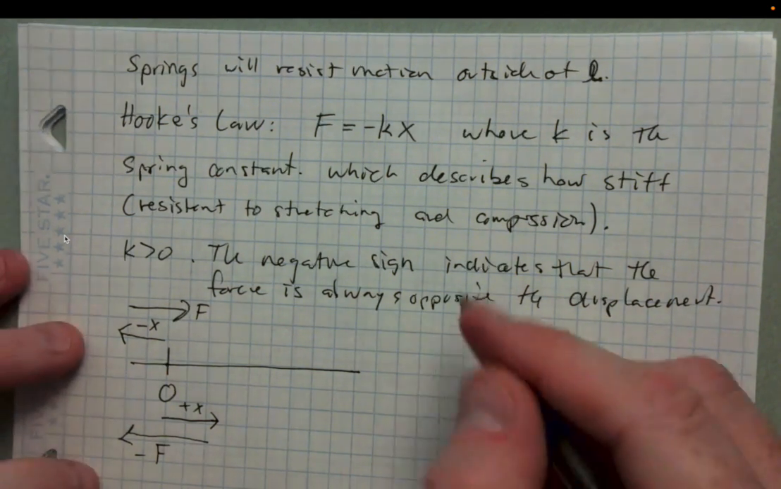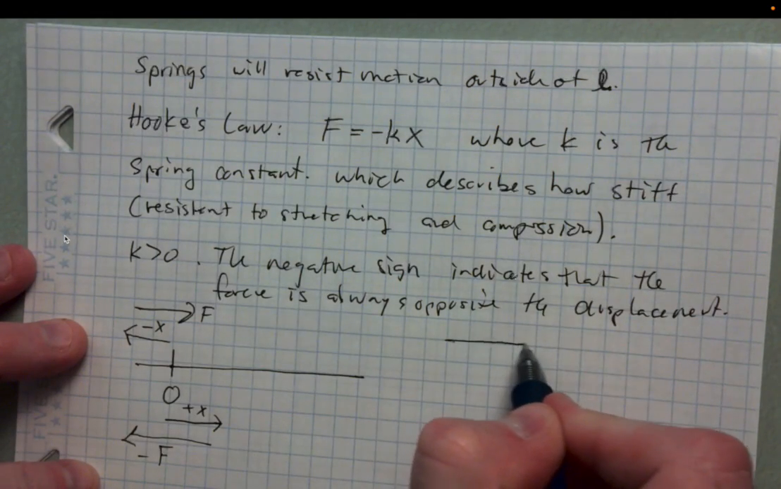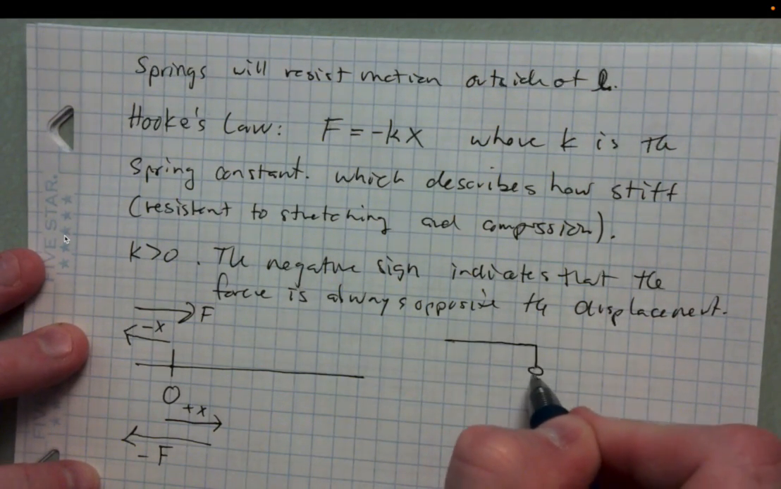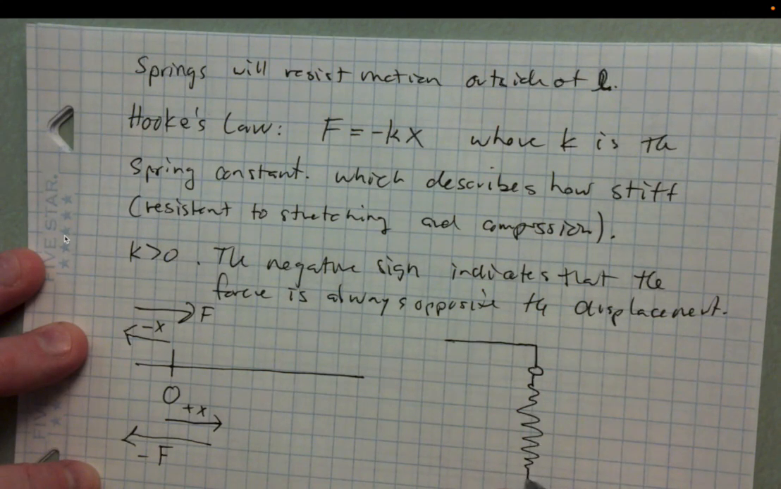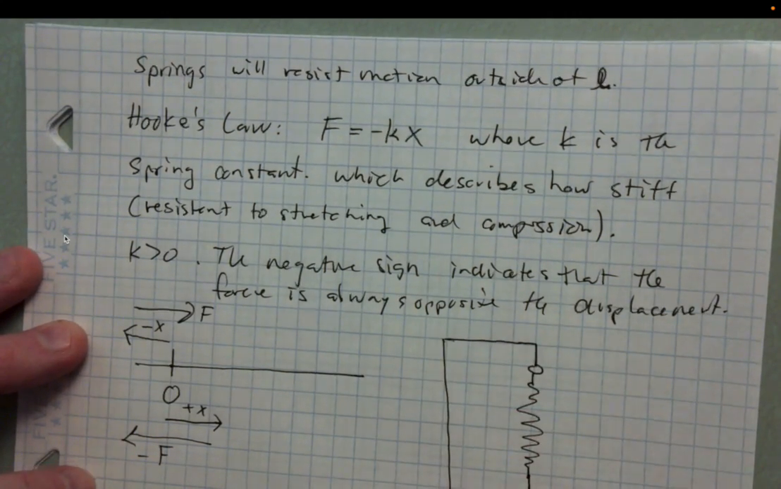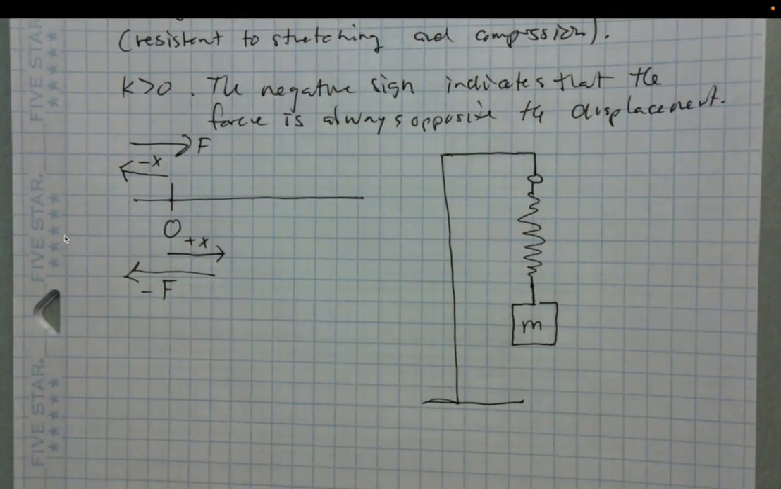Now, a common scenario here would be the hanging spring. So let's say I've got a spring hanging, and at the end of it I've got some kind of a mass, up on a stand or something like this. Imagine a weight hanging from a spring. The spring is going to stretch out, and it's going to exert a force opposite gravity.